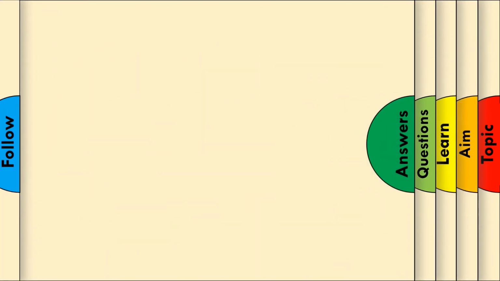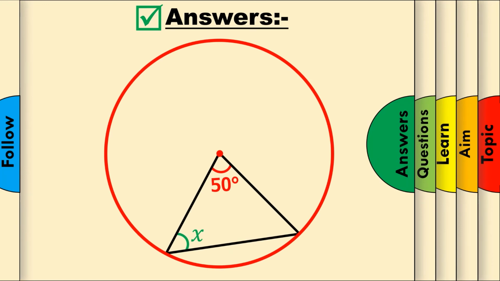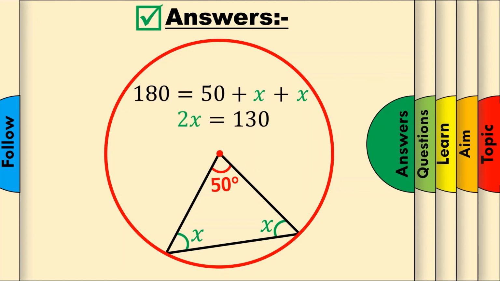Answers. Since the triangle is formed by two radii, the other base angle is also x. Angles in a triangle sum to 180 degrees, so we can form the equation 180 equals 50 plus x plus x. This rearranges to 2x equals 130, so x is 65 degrees.